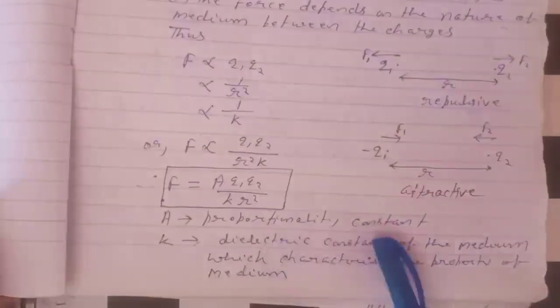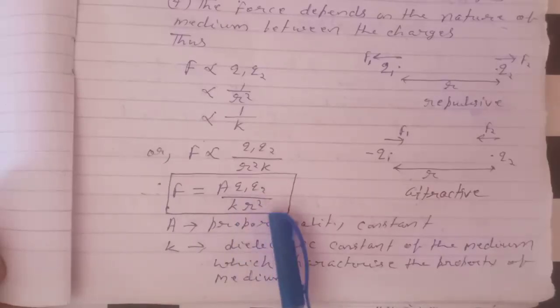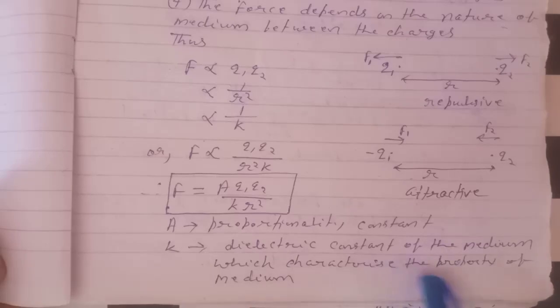Here A is the proportionality constant. Here F equals A into Q1 Q2 by K into R square. Here A is the proportionality constant, K is the dielectric constant of the medium which characterizes the property of the medium.